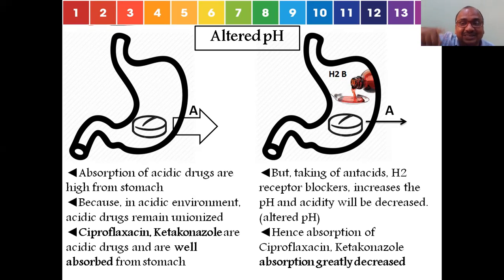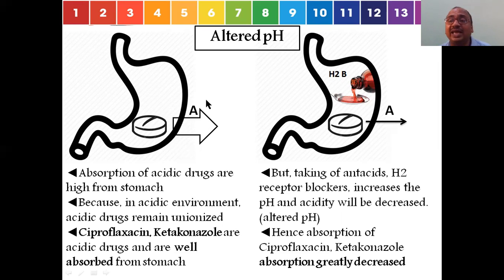Acidity will be decreased. Alkalinity will be increased. Isn't it? So pH will be increased. So what happened? Stomach acidity will be reduced. So automatically absorption of this drug, ciprofloxacin, ketoconazole is reduced. See here, see the arrow mark. How is the absorption? A stands for absorption. Absorption is very big here.